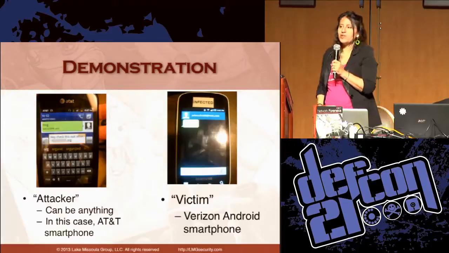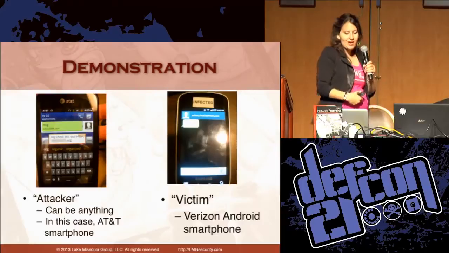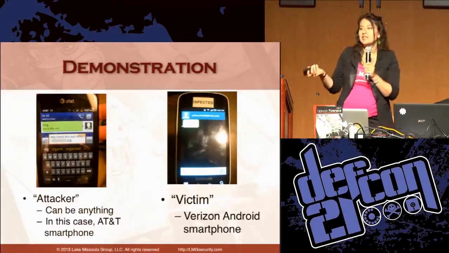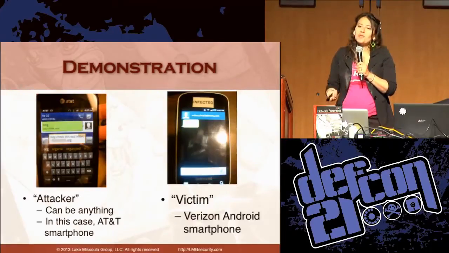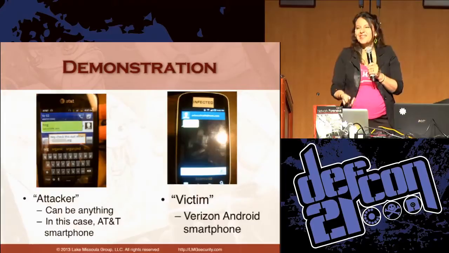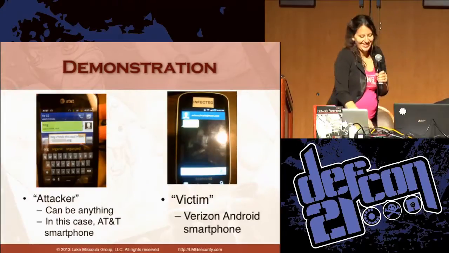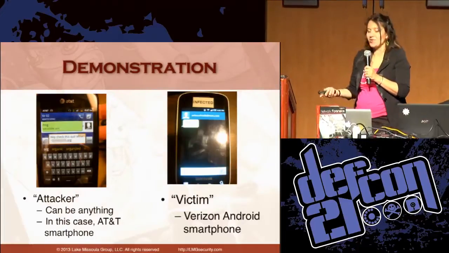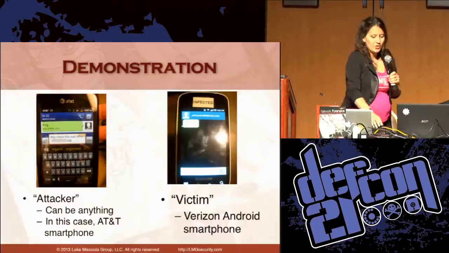So now we're going to do a little demonstration. In our lab, I was the attacker, and the attacker can be any phone. In this case, it was just an AT&T smartphone that we used to differentiate from our Verizon phone. With the AT&T smartphone, we sent a nasty text message. And David was the victim. The victim, of course, was a Verizon Android smartphone because we wanted it to be infected. So now let's switch over to our box.